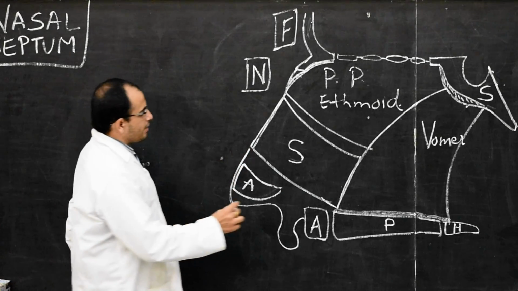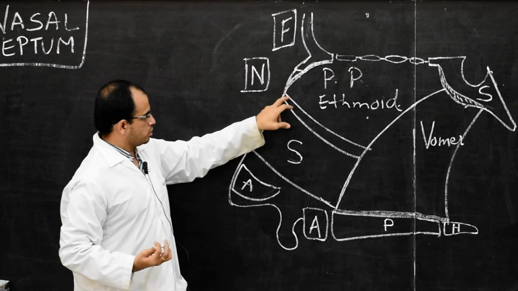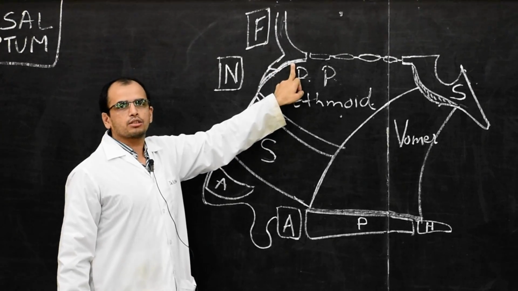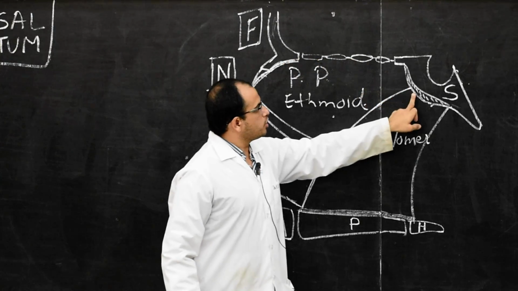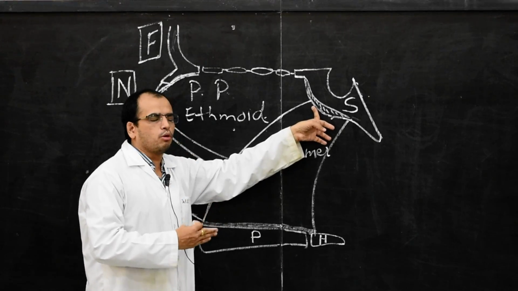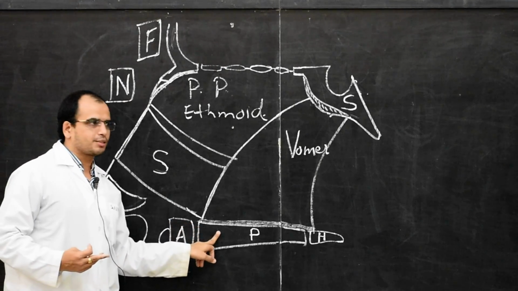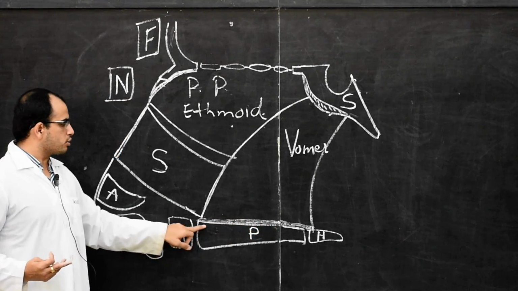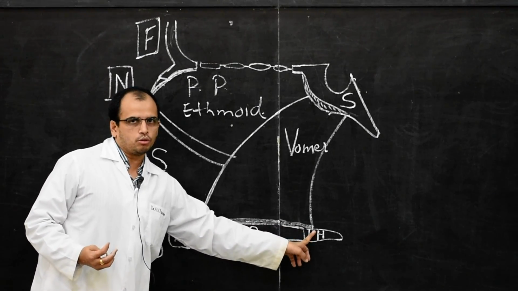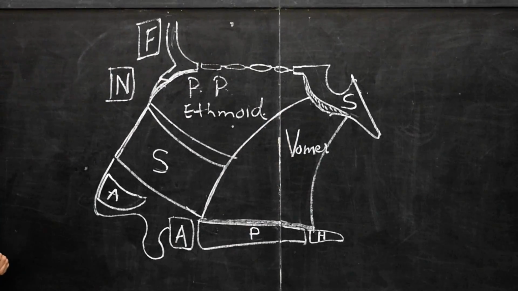Apart from that, there are various crests which help in supporting those various cartilages and bones. Anteriorly we have the crest of the nasal bone, above that is the crest of the frontal bone. On the postero-superior aspect we have the crest of the sphenoid bone, or part of the rostrum of the sphenoid bone. And on the inferior aspect we have the crest of the palatine process of the maxilla as well as the crest of the horizontal plate of the palatine bone. So these are the various bones and cartilages forming the nasal septum.